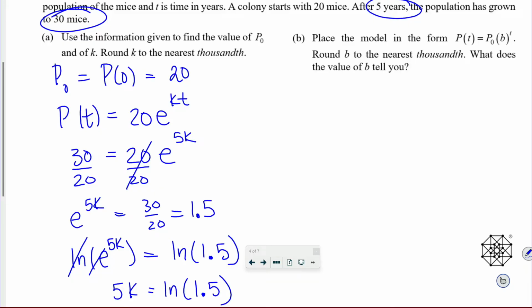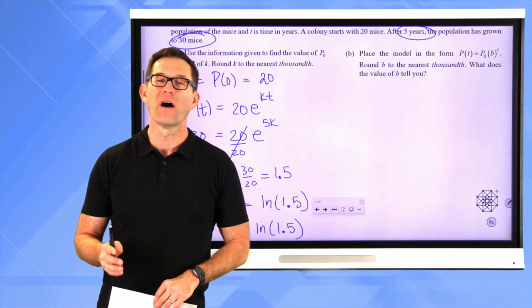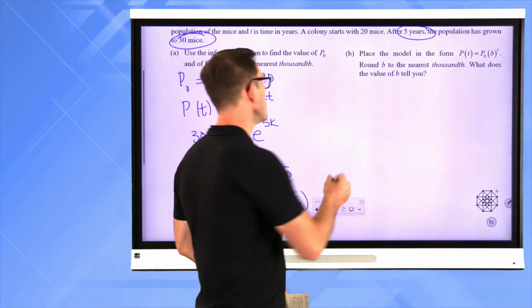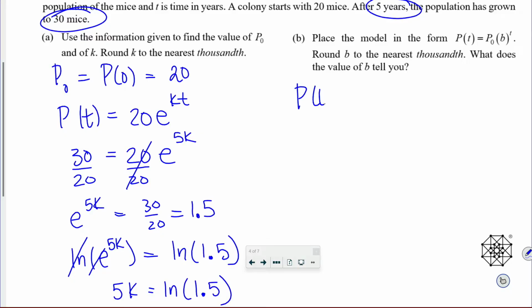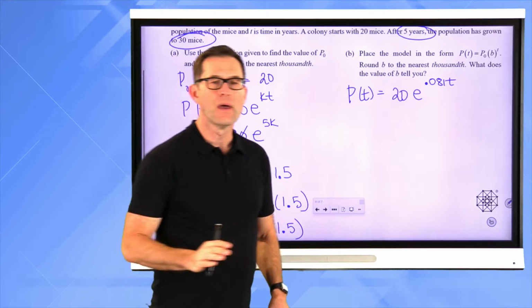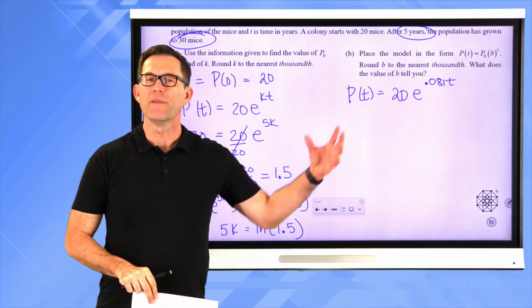Place the model in the form p of t equals p sub 0 times b to the t. Round b to the nearest thousandth. What does the value of b tell you? All right, it's been a little while since we've done this. Let's write down our model again. P of t is 20 e to the 0.081 t. All right? But we don't want it written in this form.